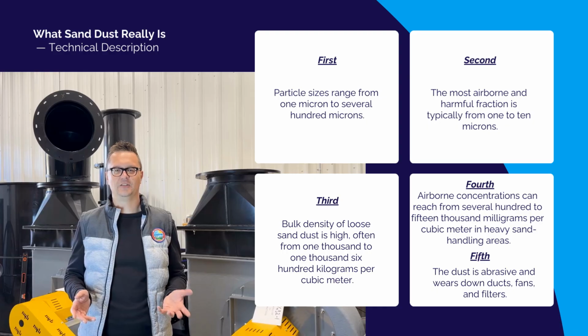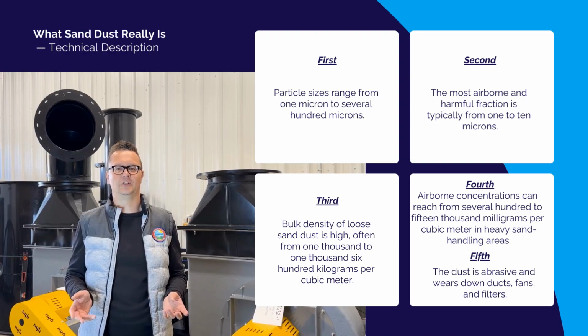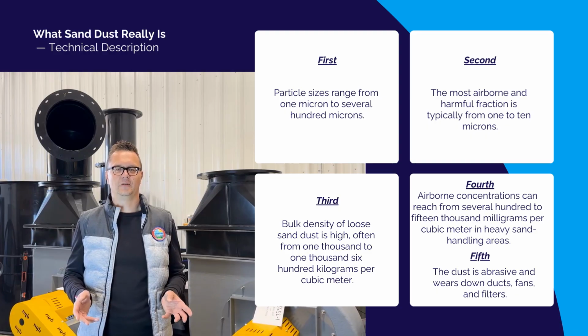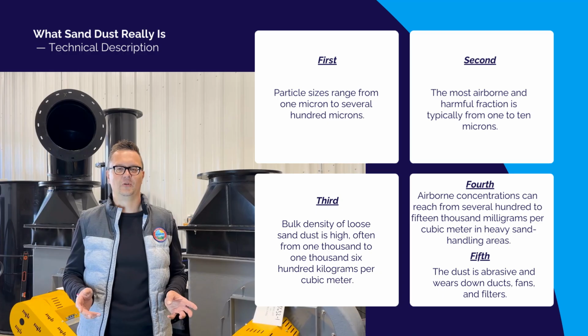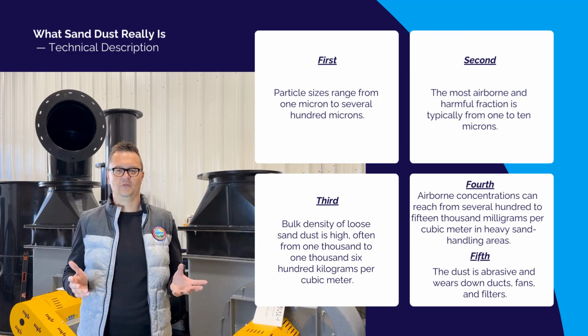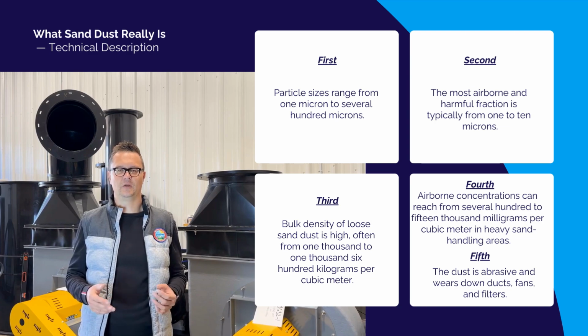What sand dust really is: technical description. Sand dust consists of fine mineral particles, often containing crystalline silica, released during crushing, screening, conveying, or sandblasting. Technically, first, particle sizes range from 1 micron to several hundred microns. Second, the most airborne and harmful fraction is typically from 1 to 10 microns. Third, bulk density of loose sand dust is high, often from 1,000 to 1,600 kilograms per cubic meter. Fourth, airborne concentrations can reach from several hundred to 15,000 milligrams per cubic meter in heavy sand handling areas.